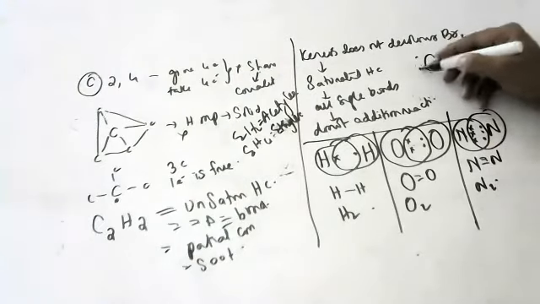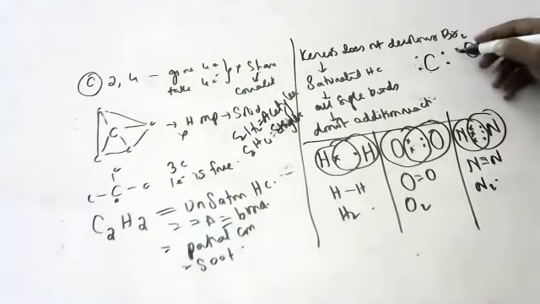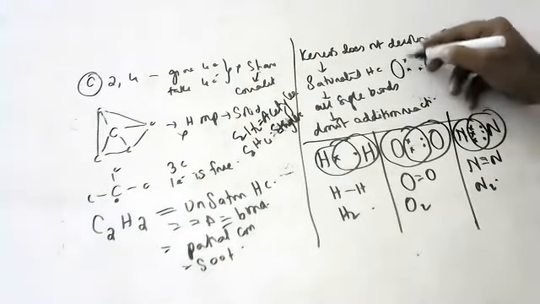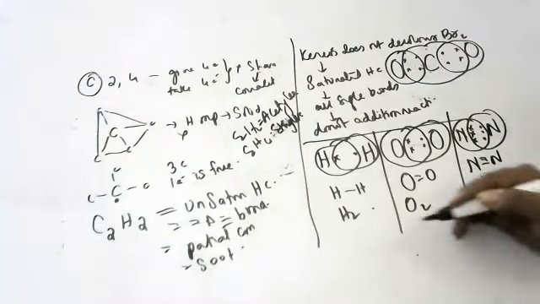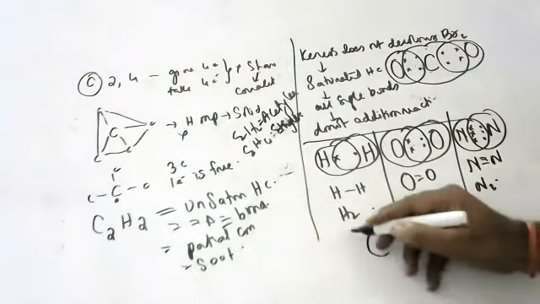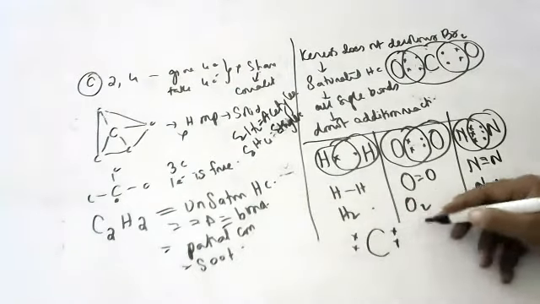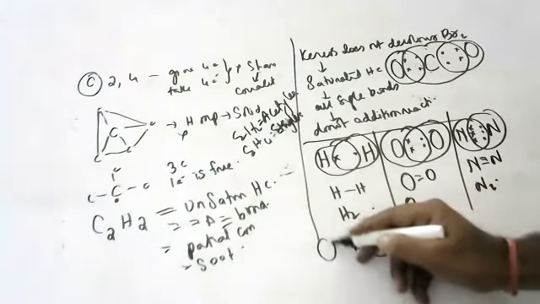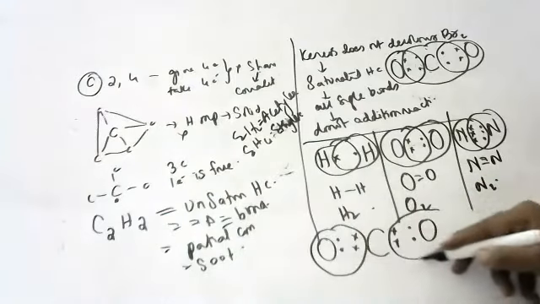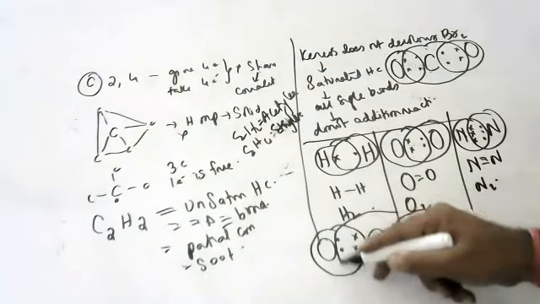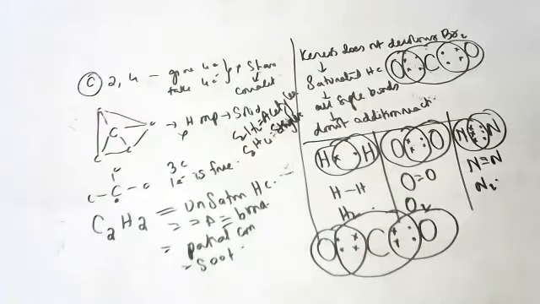Carbon dioxide: carbon requires four electrons, oxygen requires two electrons, and they will share like this. Don't forget, carbon dioxide is very, very important, children. Carbon got how many electrons? Four electrons. Oxygen got how many electrons? Two electrons. Oxygen got what stability? Neon stability. Carbon got what stability? Neon stability. Compulsorily you should draw the carbon dioxide structure like this.